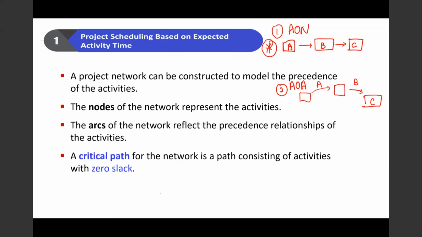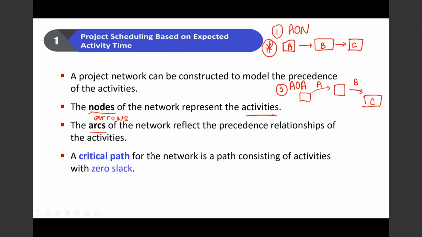So here the nodes represent the activities. The arcs, which is the arrow here, in this particular book it uses the word arcs, or you can use the word arrows. The arcs reflect the precedence relationships. And the critical path of a network is a path consisting of activities with zero slack.